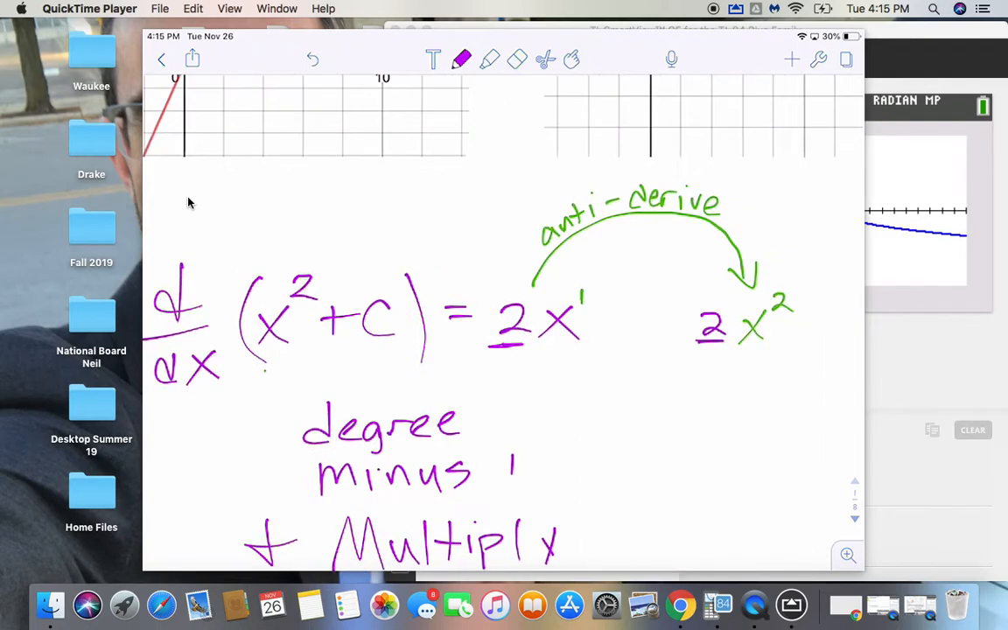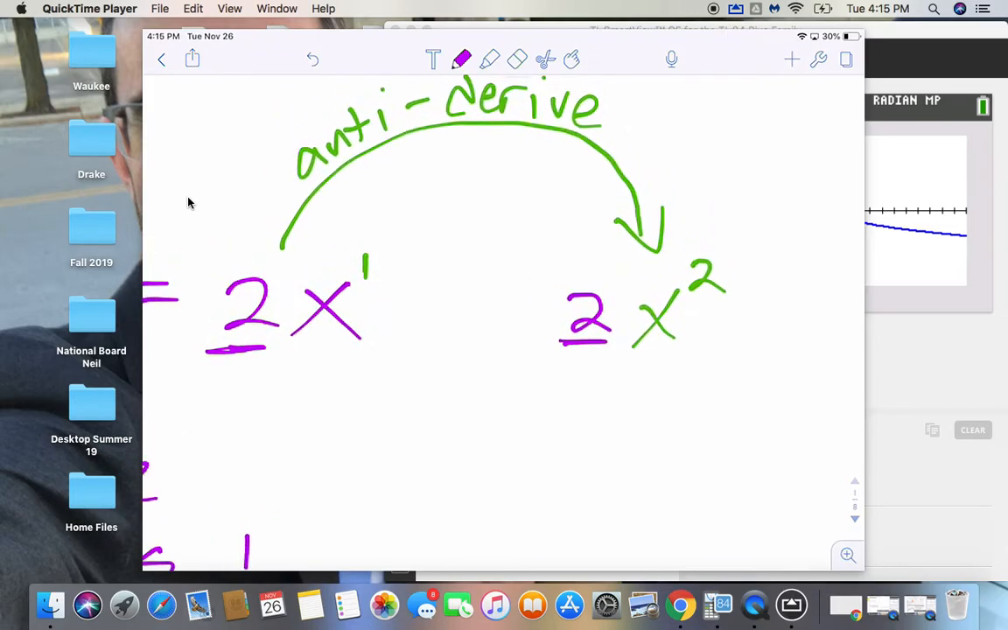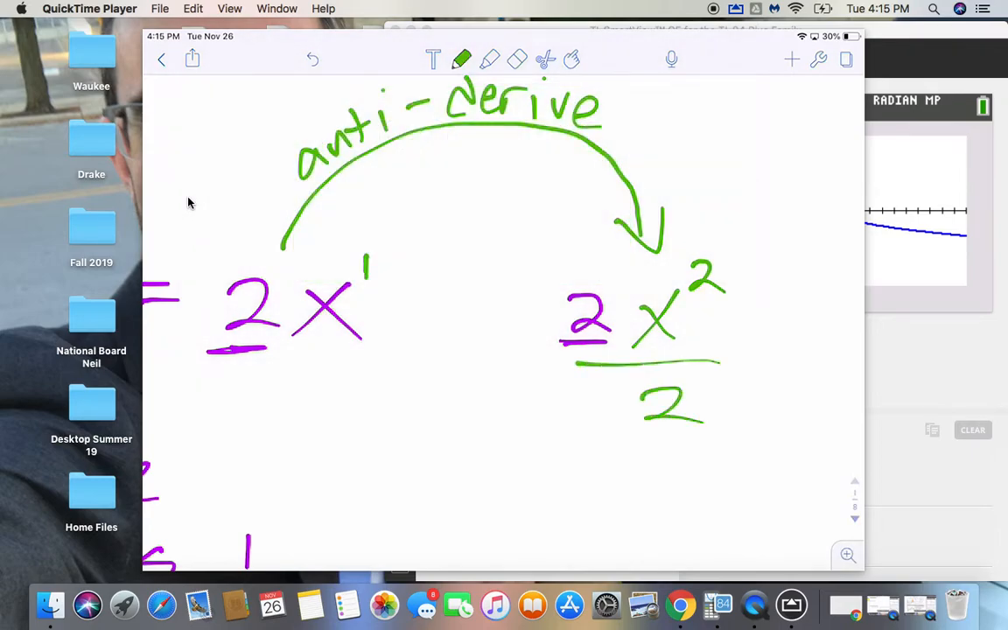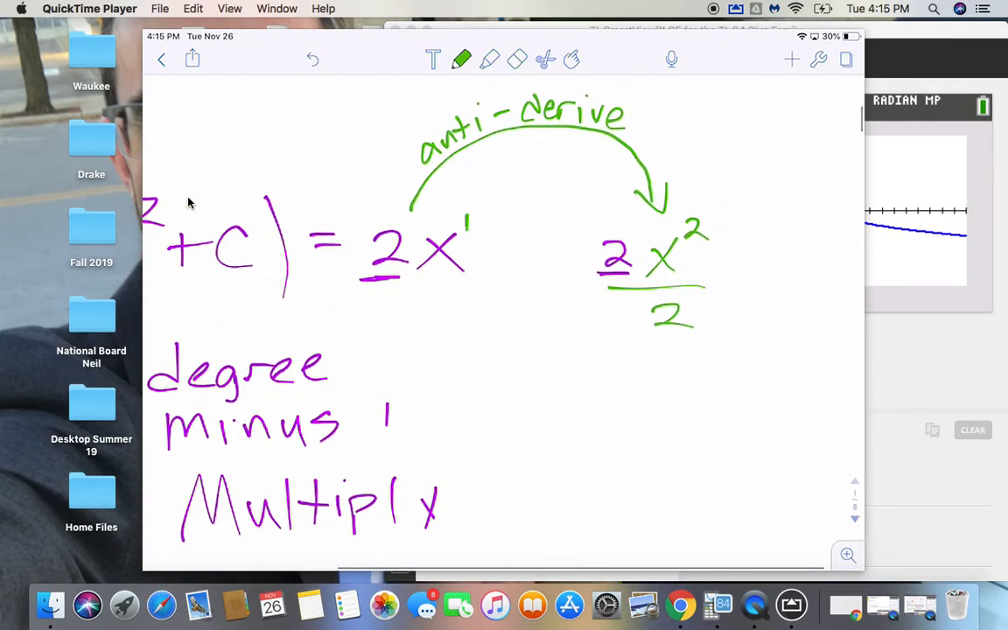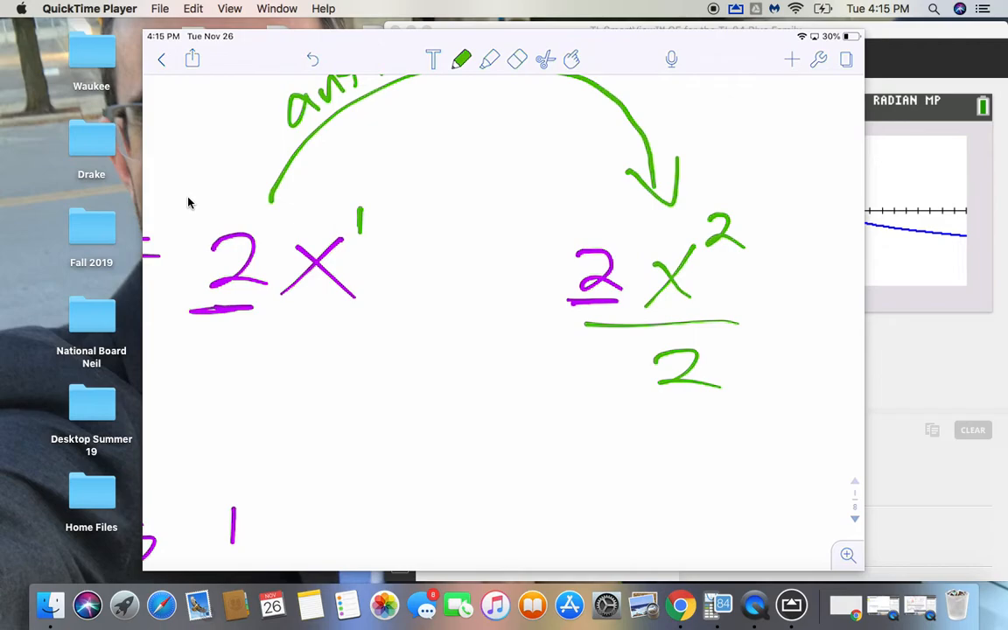And then the key is, I add 1 to the power, make it x squared, got it, and this 2 tags along. How am I going to get rid of that 2? Well, it actually gives you the other part of the power rule for antiderivatives. You also divide by 2. Think of it this way. Derivatives, you subtract 1 from the degree and you multiply by some number. In antiderivatives, you add 1 to the degree and you divide by some number.